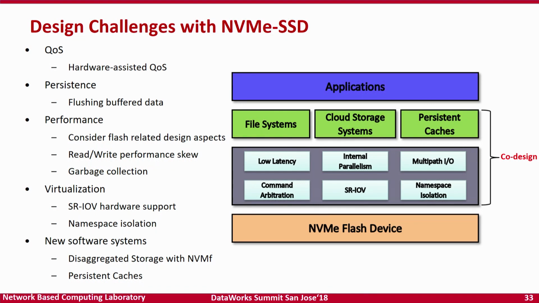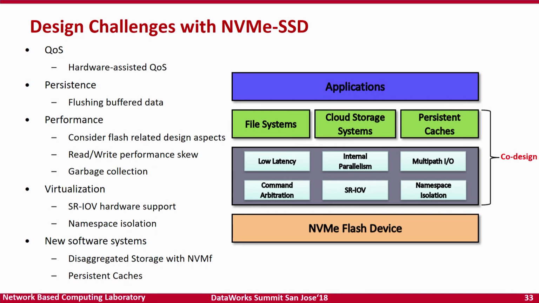For example, the NVMe protocol introduces hardware-based QoS. So you can have weighted round-robin or round-robin-based command arbitration, which can be directly done in hardware. And this provides opportunities to build new QoS-based systems. In addition, for persistence, you need to be careful about whether data is flushed or not, because SSDs typically have a write cache. So you need to ensure that the data is flushed from the write cache to the NAND chips so that the data is persistent.